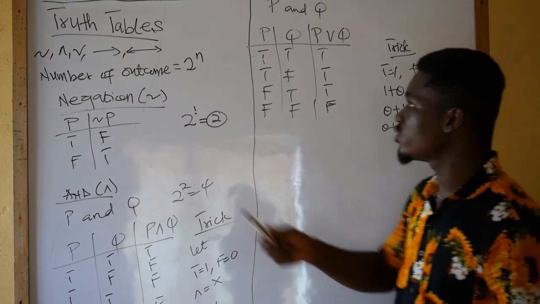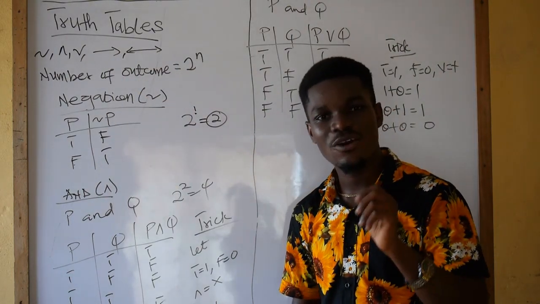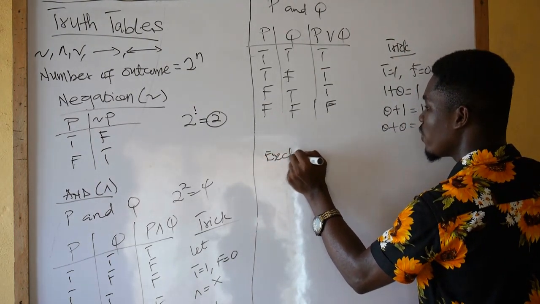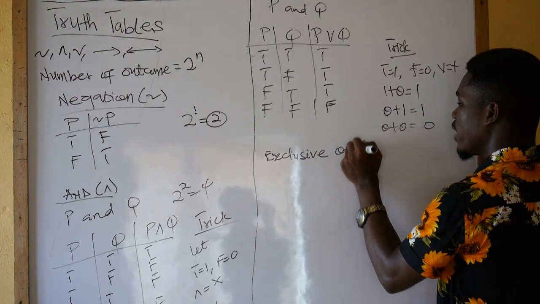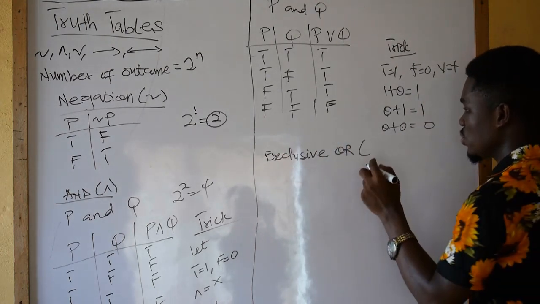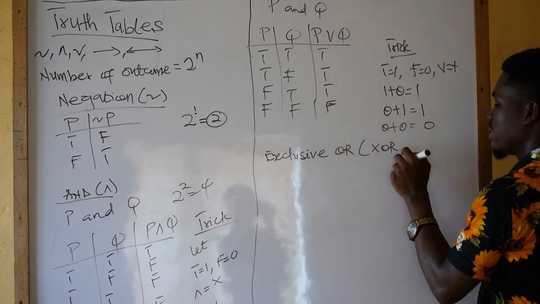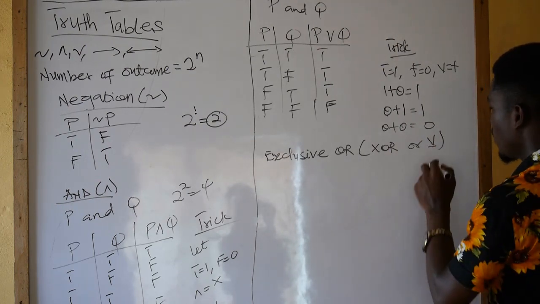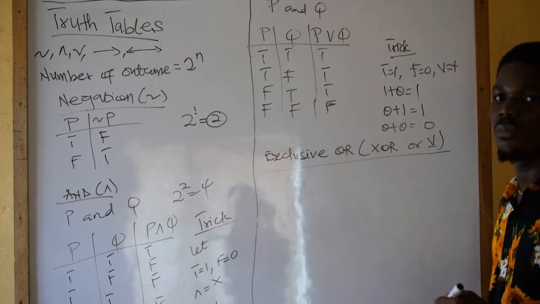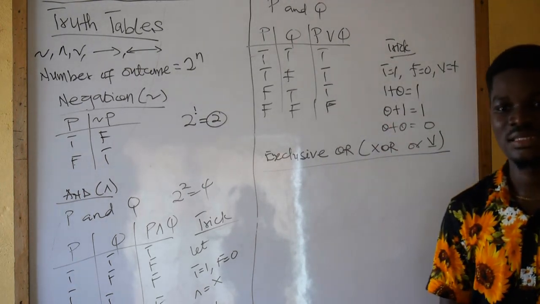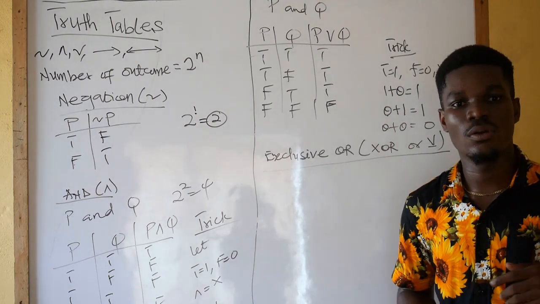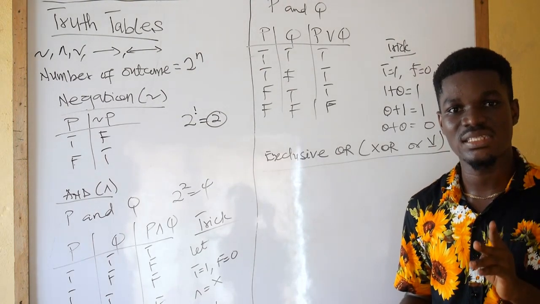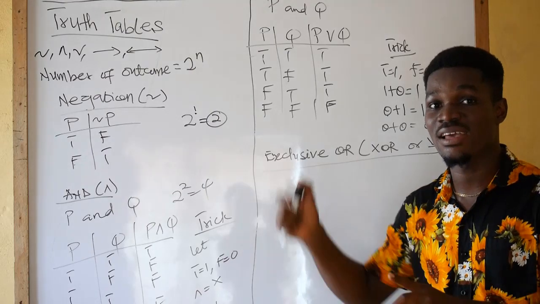Now, before we move on to the next operator, there is another operator called exclusive OR. Engineers will call it XOR. This operator functions as the OR operator, but the only difference is that it only returns true if exactly one of the statements is true. If both statements are true, this operator returns false, unlike the OR operator.